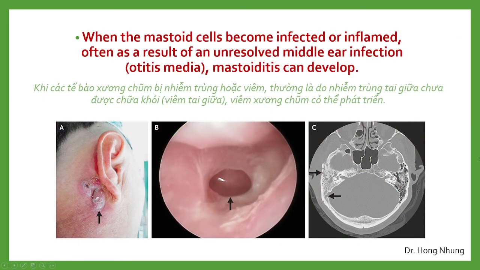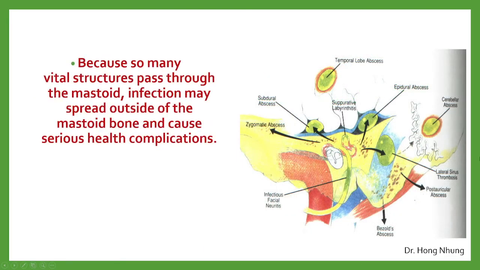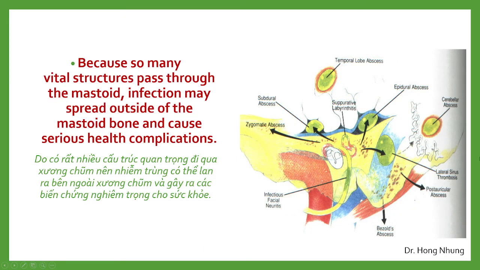When the mastoid cells become infected or inflamed, often as a result of an unresolved middle ear infection, otitis media, mastoiditis can develop. Because so many vital structures pass through the mastoid, infection may spread outside of the mastoid bone and cause serious health complications.